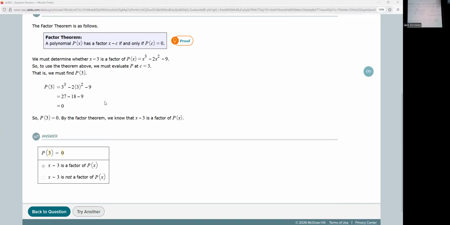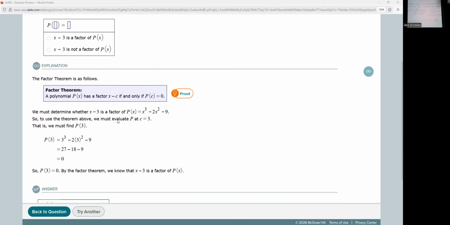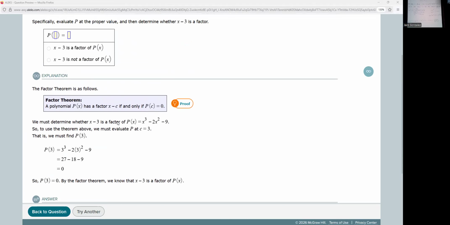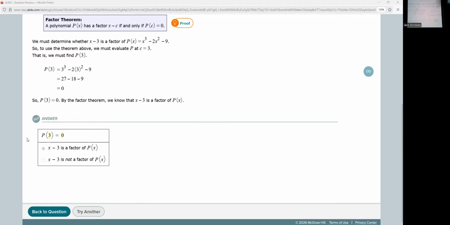That's all you got to do, is plug it in or do your long division. If you find out that it is a 0, then that means you can write it as a factor, x minus 3. If 3 is a 0, then you can write it as x minus 3. That's what they want you to do. Just verify. All right, that's pretty much it for 3.3.